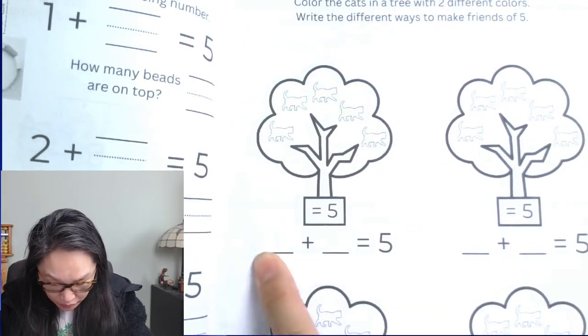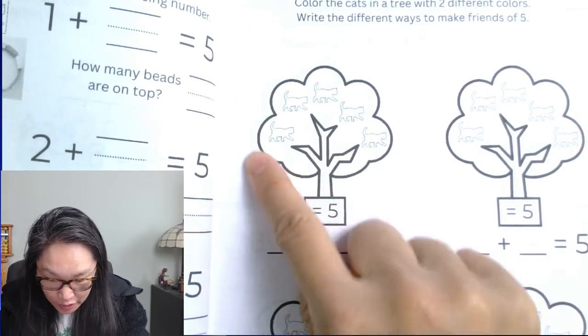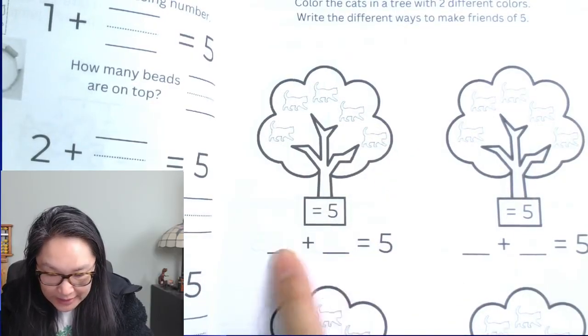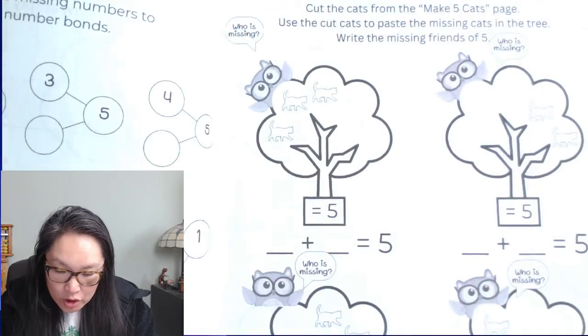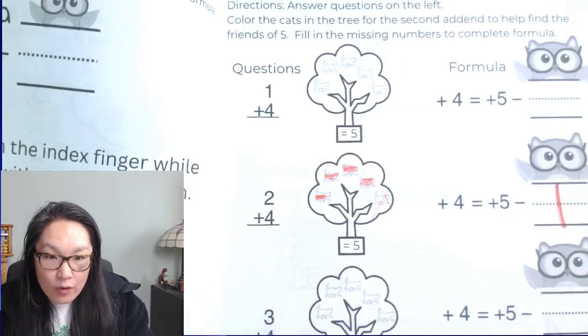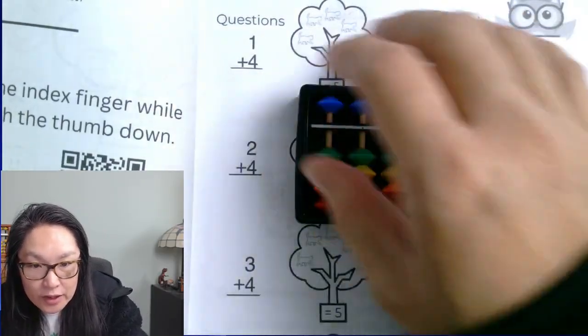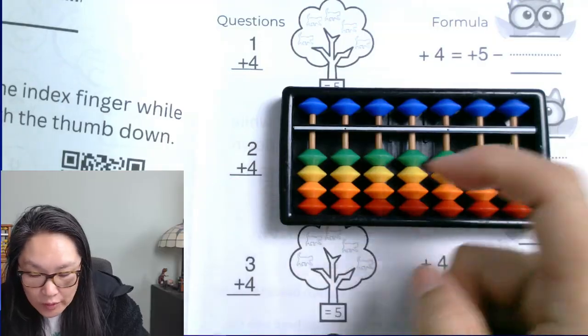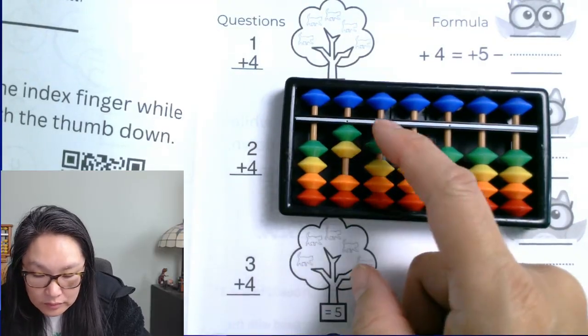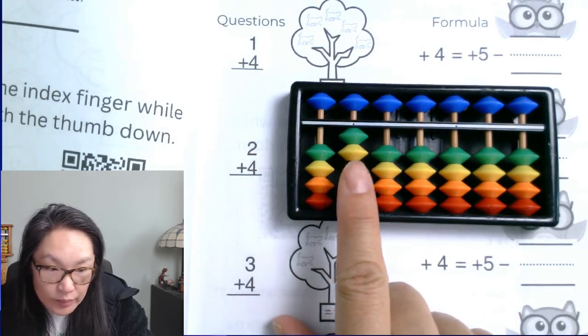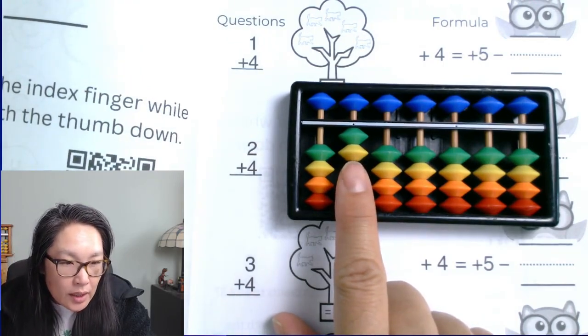And again, we just look at the cats in a tree and how many cats are there in a tree. The idea was to get the different pairs. So when we look at the different pairs, I have questions, and these questions are very, very abacus driven. So when we look, this is 2, so we add 2.